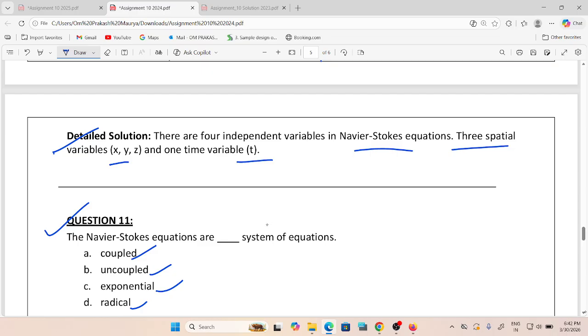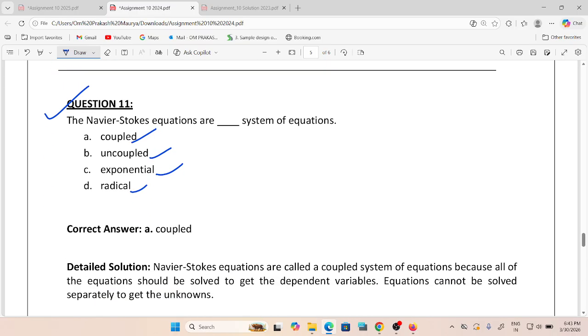So these are some mathematical terms. Whether it is coupled, uncoupled, exponential, radical. So what are these terms? Let me just read the detailed solution. Navier-Stokes equations are called a coupled system of equations because all of the equations should be solved to get the dependent variables. Equations cannot be solved separately to get the unknown.